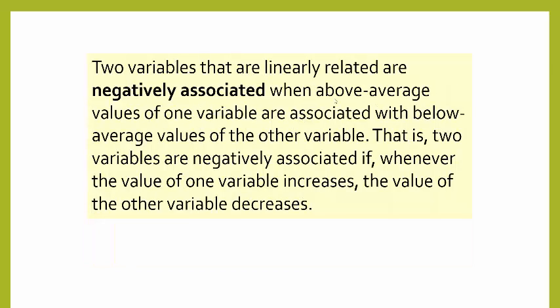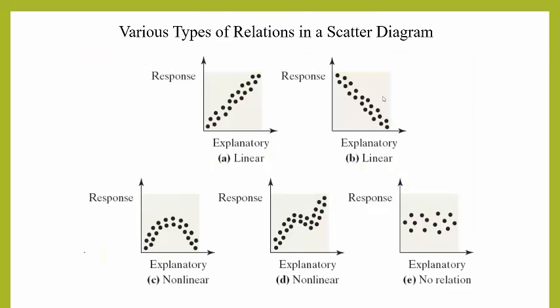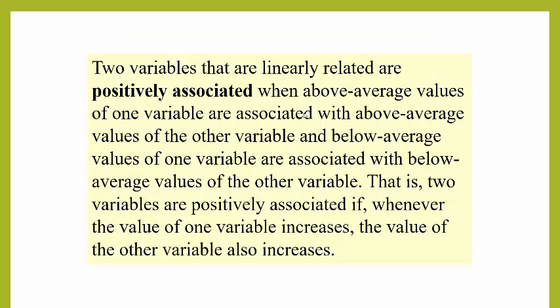Two variables are negatively associated when above average values of one variable are associated with below average values of the other variable. That is, two variables are negatively associated whenever the value of one variable increases, the value of the other variable decreases. So like this, negative. As x increases, y actually goes down. So just like how you think with a line, this is positive slope, positively associated. This is negative slope, negatively associated.